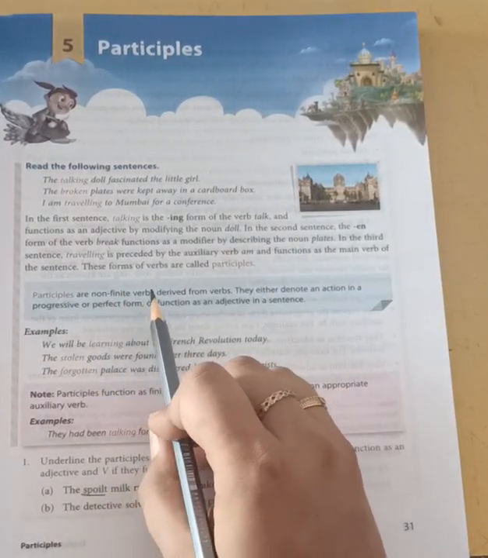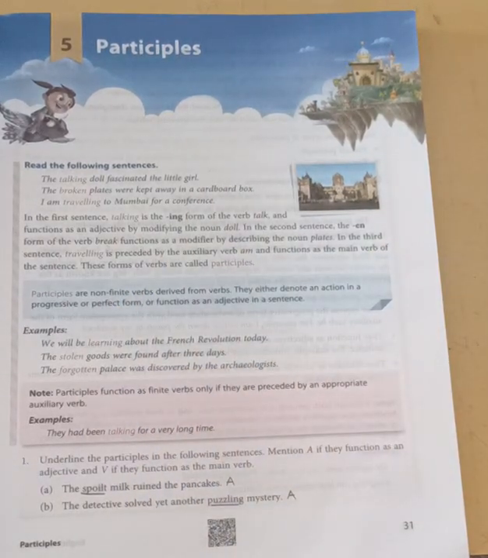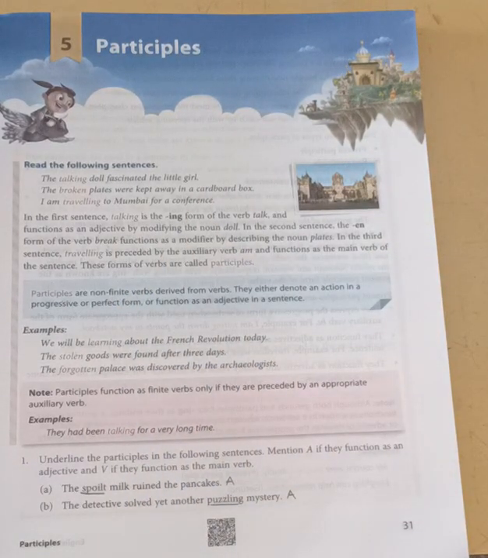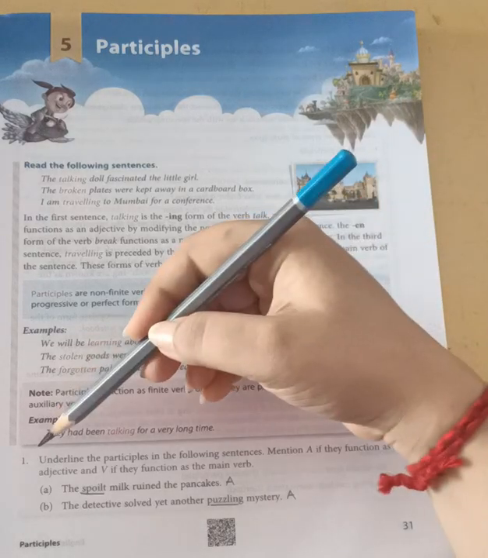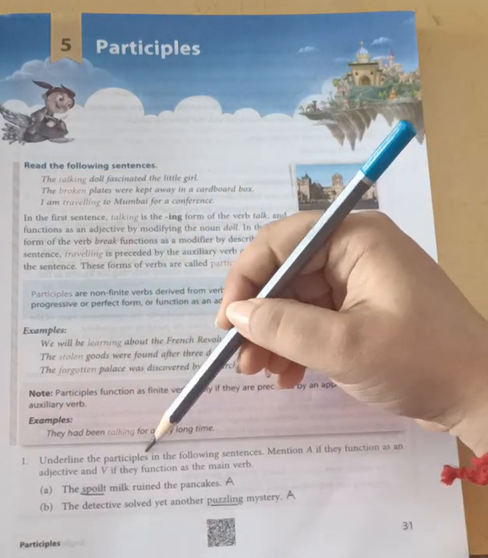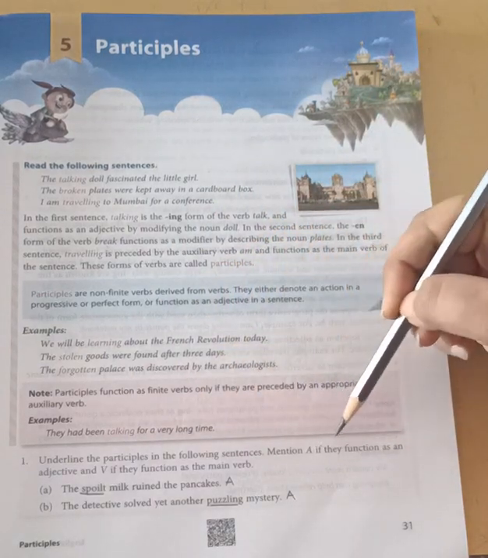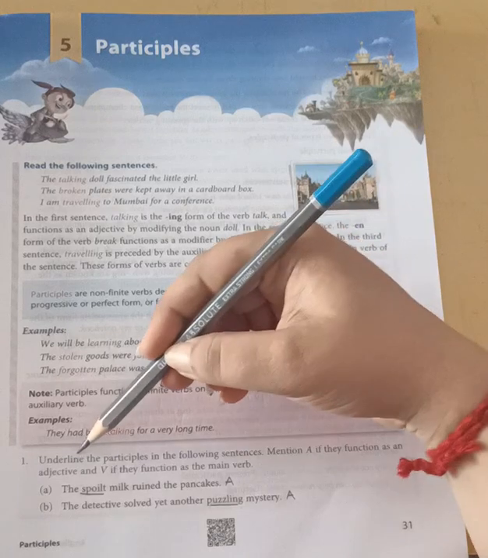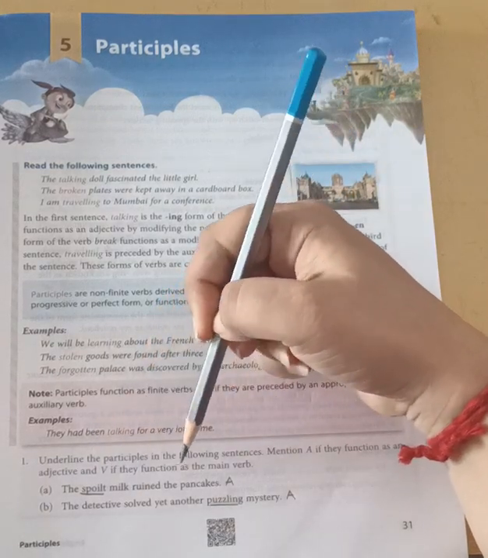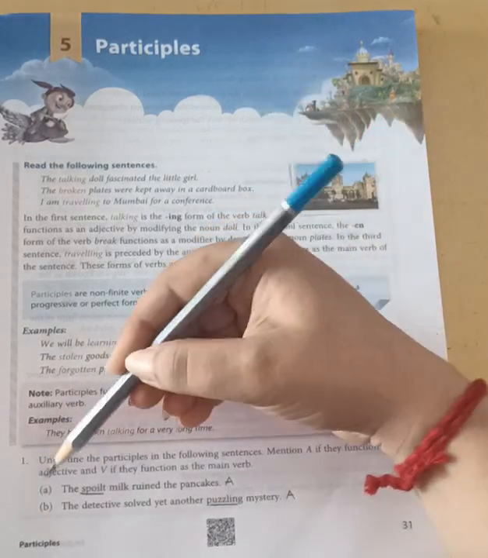Participles are non-finite verbs. They can use the ing form, the en form, the d form, the ed form, that is past participle. So now let us start question number 1. Underline the participles in the following sentences. Mention A if they function as an adjective and V if they function as the main verb.